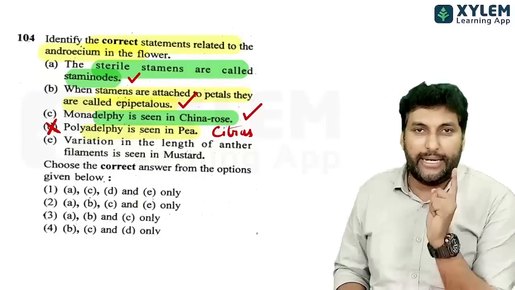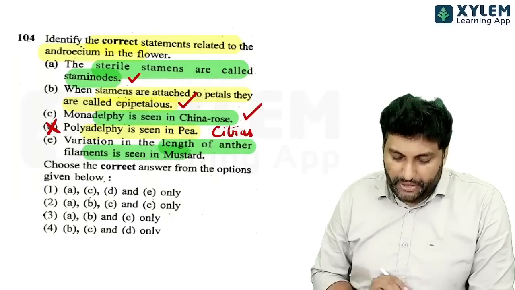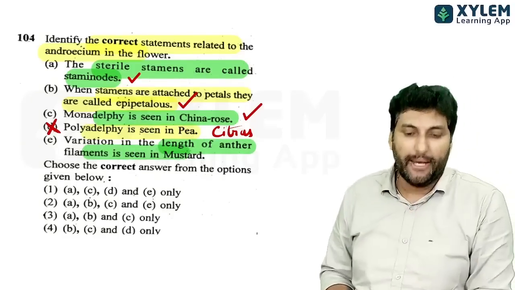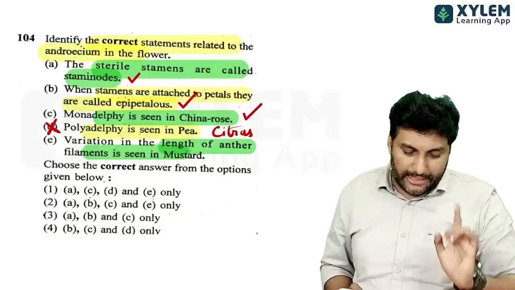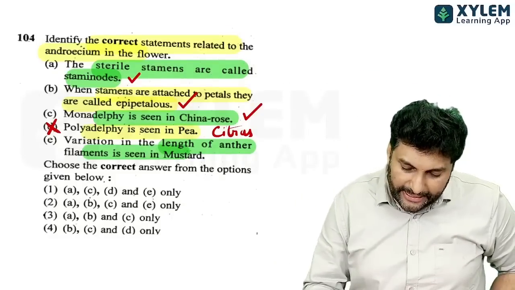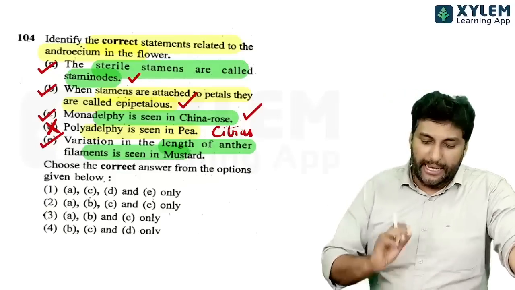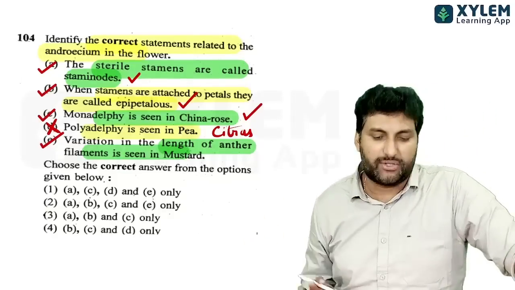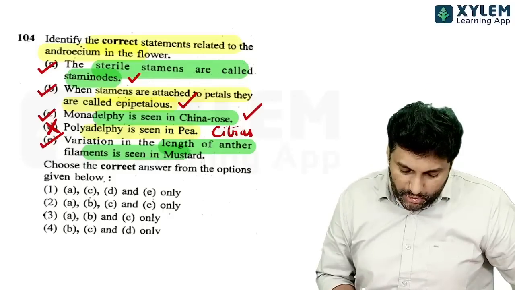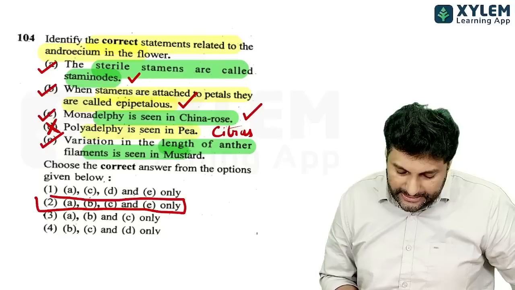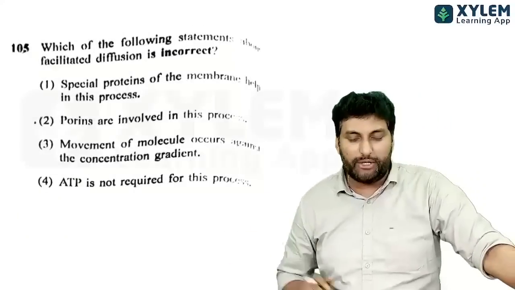Let's move to the E statement. Variation in the length of anther and filament seen in mustard. That's the right one. So actually they are asking for the correct statement related to androecium. A is the right one, B is right, C is right, and E is also right. Except for option D, the remaining everything is right. So the right choice goes to A, B, C, and E. So the right answer is the second one. Let's move to the next one, 105.